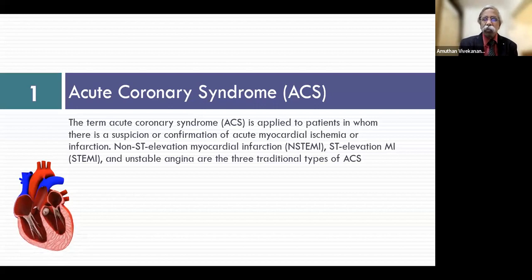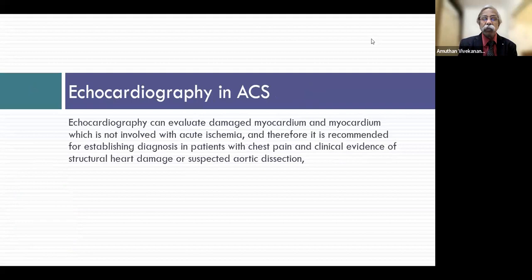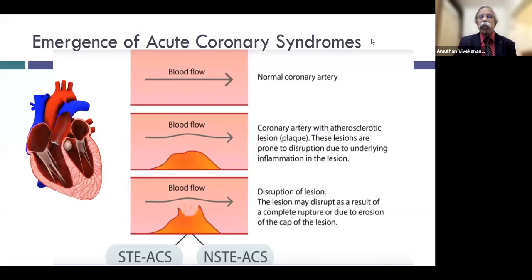Acute coronary syndrome, as all of you know, is a term applied to patients in whom there is suspicion or confirmation of acute myocardial ischemia or infarction. Non-ST elevation MI, ST elevation MI, and unstable angina are the three traditional types of ACS. Now, the role of echocardiography has never been recognized. That is one of the concerns which I would like to raise. Straight away, the patient is taken for ECG, troponins are done, and echocardiography takes a back seat. That should never be the attitude.